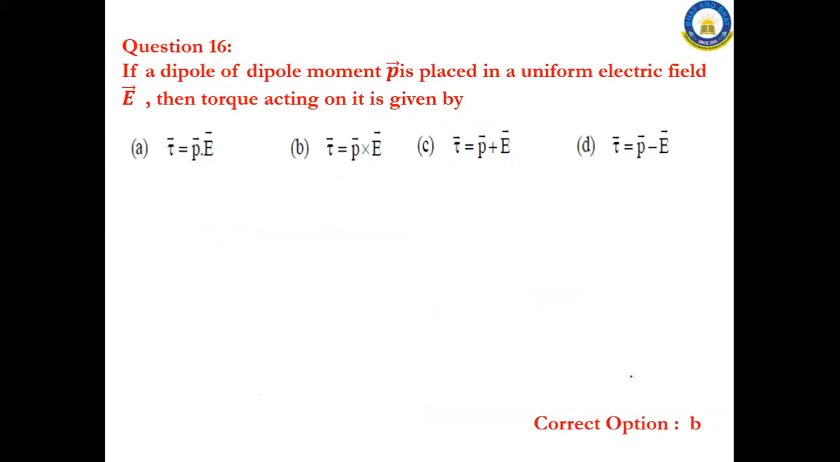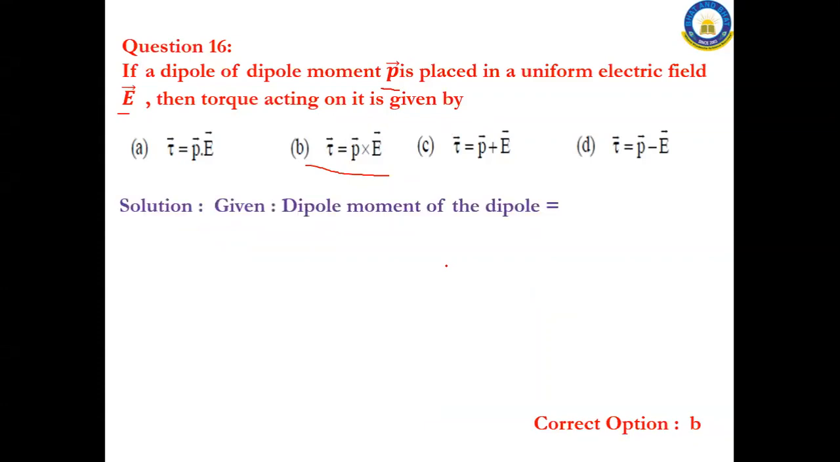Question 16. Again, this is a direct question. You must be able to tell me the answer. If a dipole moment P is placed in a uniform electric field E, then the torque acting on it is given by? Okay, so this is the option: torque tau is equal to P cross E. This is a direct question.